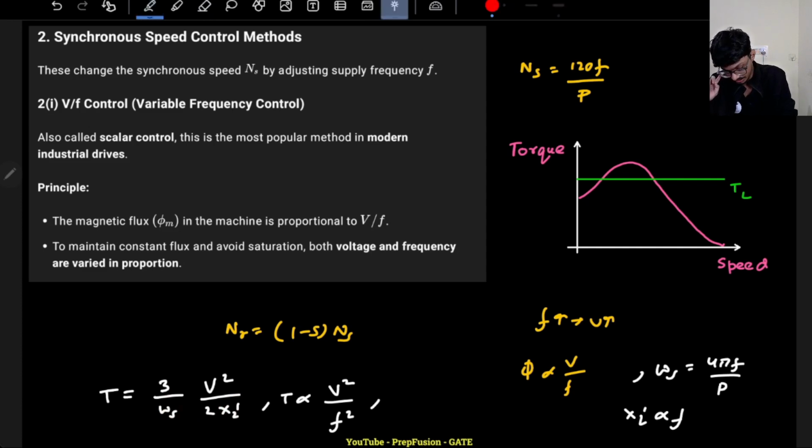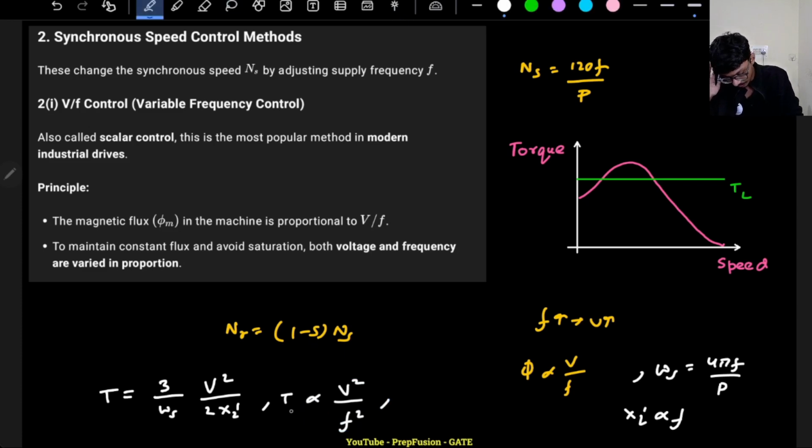Now the maximum torque also has to be constant. If I want to keep the maximum torque constant, what do I have to do? I have to simply keep v by f constant. So this is also another reason to keep the v by f constant.